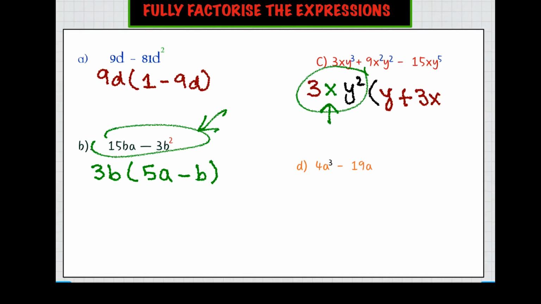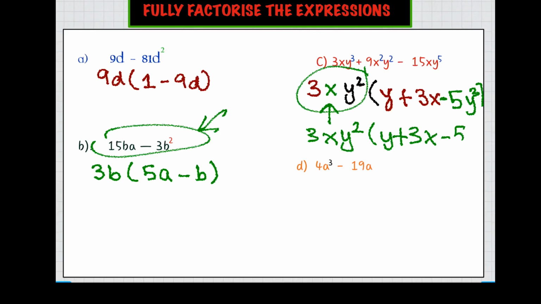For the last one, minus sign first, it's going to be minus 5y cubed. So 3xy squared into y plus 3x minus 5y cubed is the factorization of this expression. So if you times 3xy squared with all these three terms, you would get the same expression back.